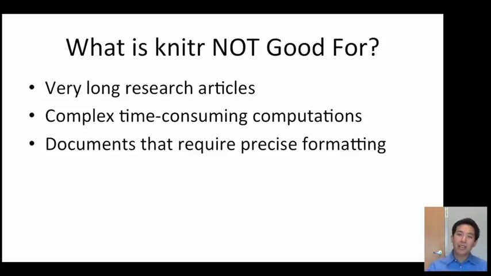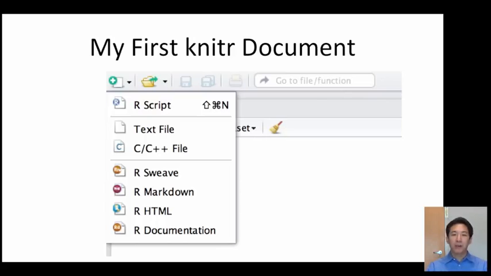If you have very complex or time-consuming computations, then knitr is often not a good format because you have to recompile this document every time you want to look at it. So if your computations are very slow, this will just make everything slow. And furthermore, if you want to create a document that requires very precise formatting, so if you have a special layout and the pictures have to go here and the text has to go here or something like that, knitr is again not a super great tool for that because the formatting tends to be very ad hoc.